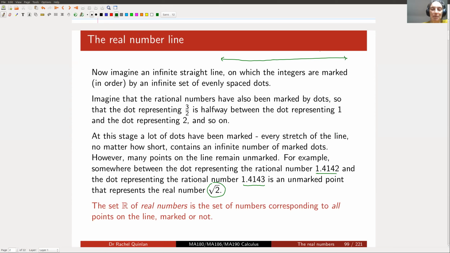Okay, so you could ask lots of things about this. One question you might ask is, well, how do we know that square root of 2 is a real number if it doesn't have a fractional representation as integers? And this is indeed a philosophical question that occupied the minds of many people in the days of Pythagoras and around that time, but it's one to which we can give an answer. And the assertion here is the set of real numbers is the set of all points on the line, whether they've been marked as rational numbers or not.